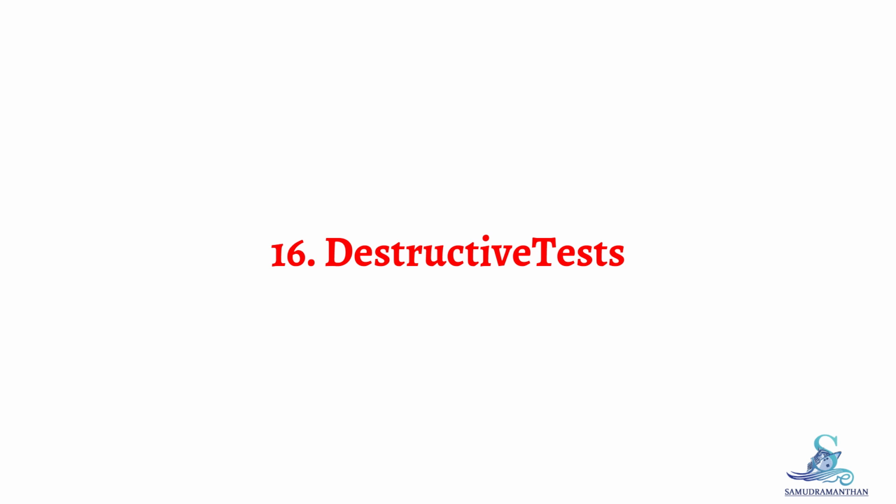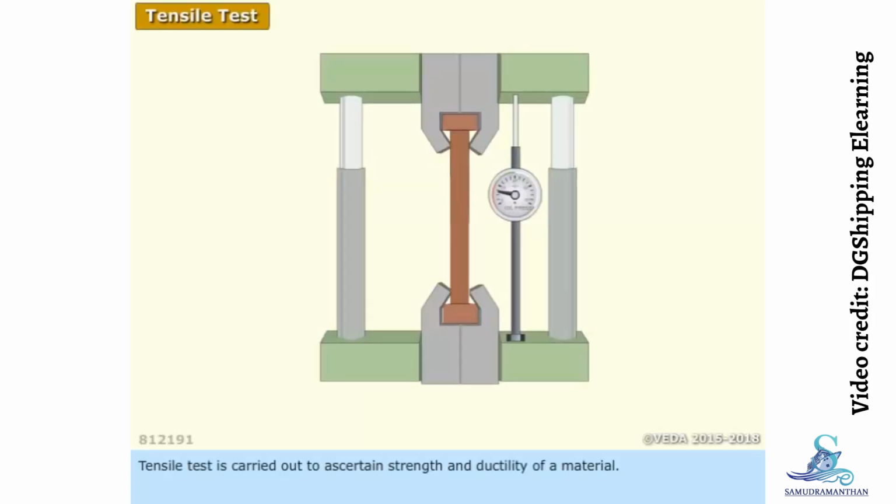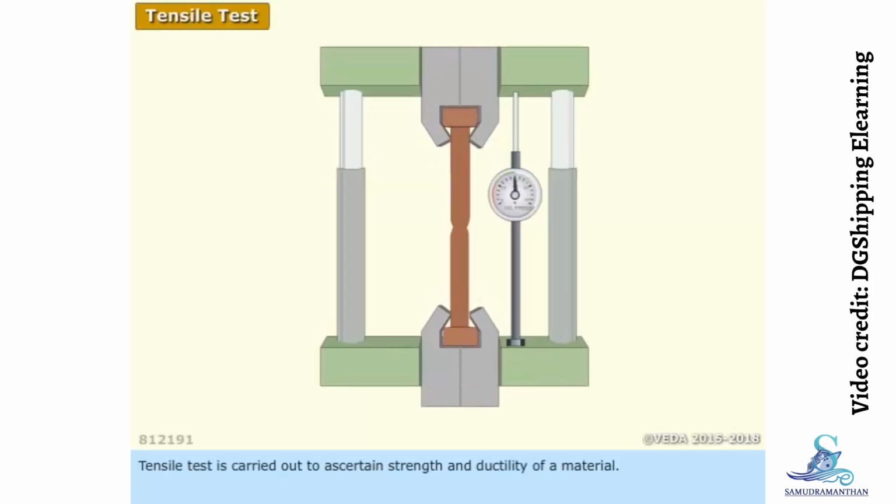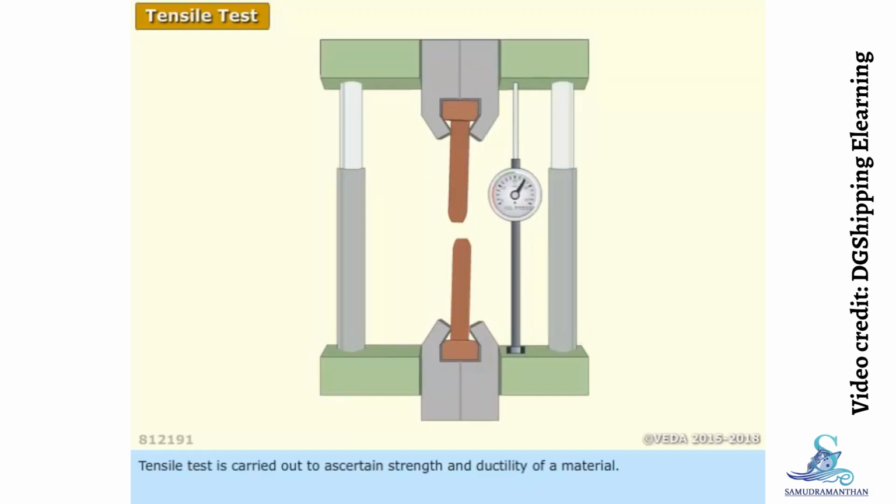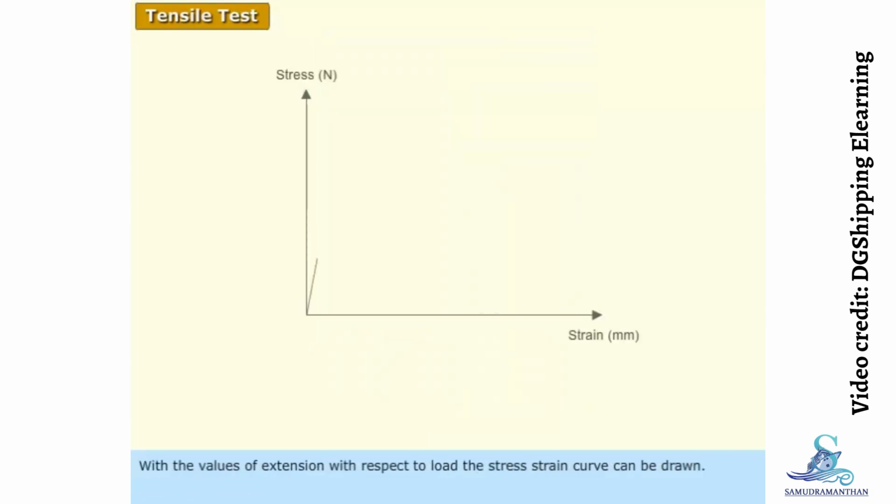Topic 16. Destructive tests. Tensile test is carried out to ascertain strength and ductility of a material. The specimen is held in self-aligning grips of a tensile testing machine and subjected to a gradually increasing load. An extensometer is provided to give extension readings of the specimen while the load is gradually increased. With the values of the extension with respect to load, the stress-strain curve can be drawn.